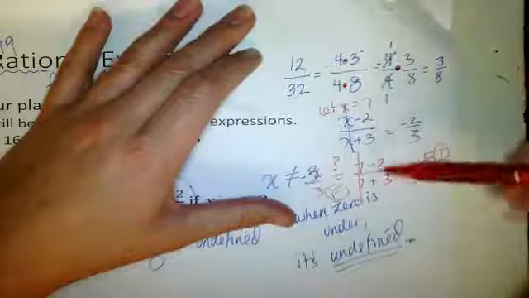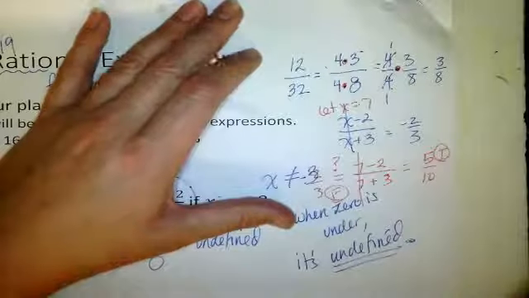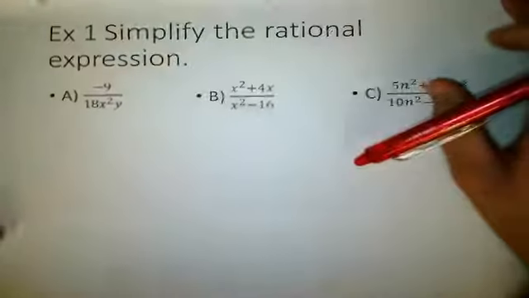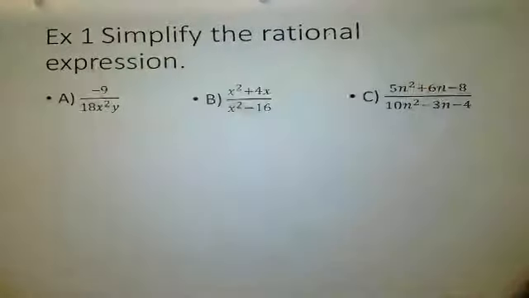Multiplication is the key, not addition and subtraction, okay? So very different, and that's what we want to do today with rational expressions. We learned all these ways to factor. We're going to factor, okay? Example 1, simplify the rational expression.